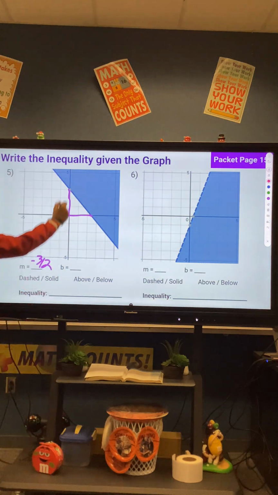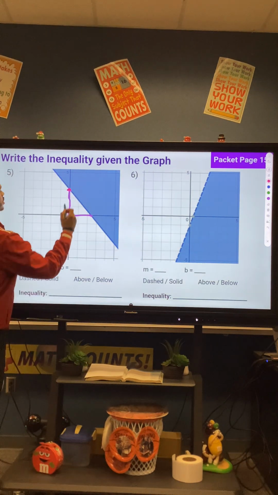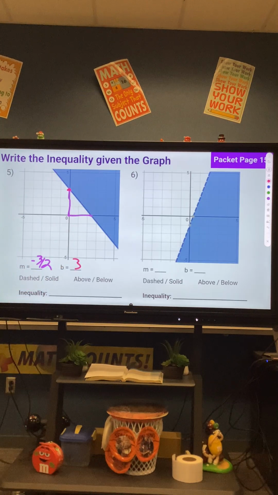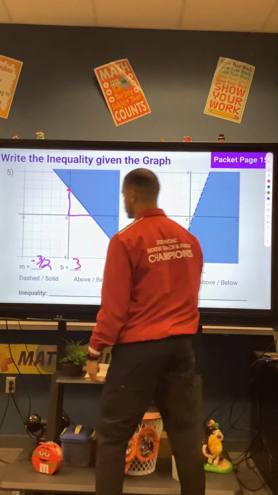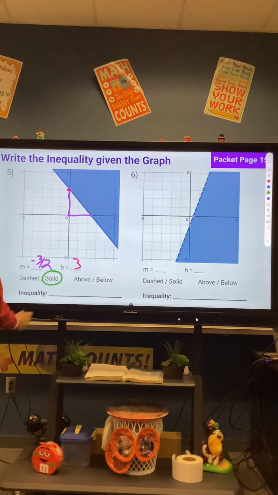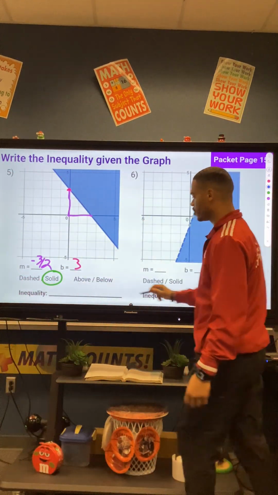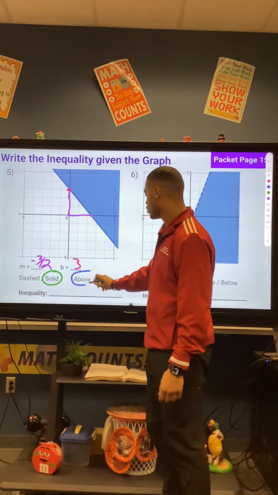My B value, right? Y-intercept point. That looks like it's a positive 3. So now my B value is a positive 3. As I can see by my line, this is clearly a solid line. And then my shading is above or below? Above.